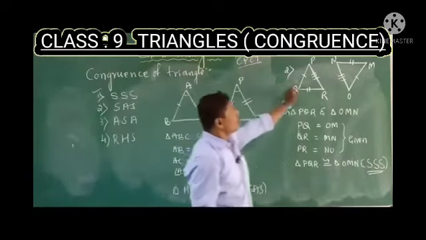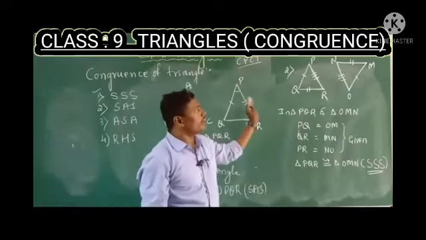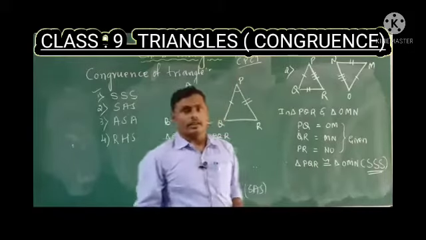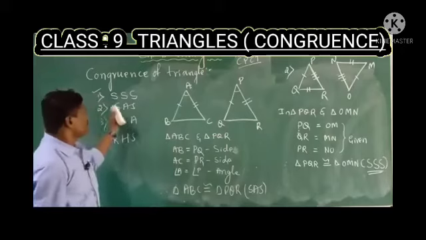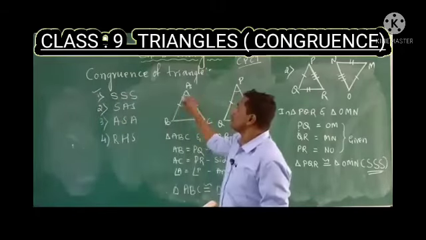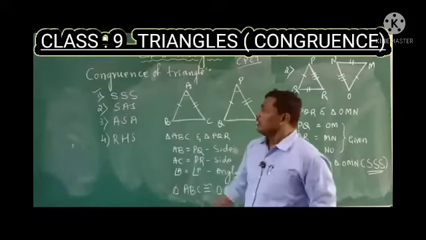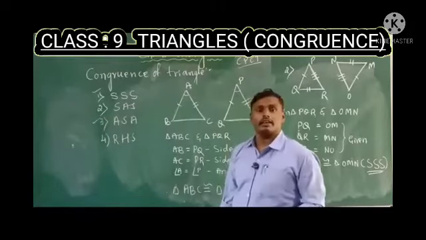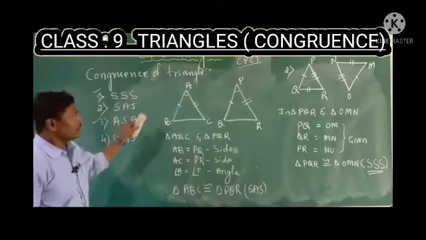If we are proving any two triangles are congruent, then all their remaining angles and all remaining sides are exactly equal. Okay, so this is the second criteria, SAS. In that, the angle should be included by the two sides of the given triangle. Next, take the third criteria, that is ASA. ASA means what? Angle, side, angle.